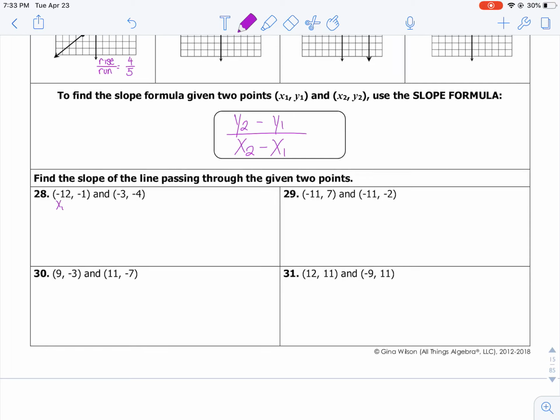So you have my first x, my first y, my second x, and my second y. So -4 minus a -1, which is really like plus, which would give me -3. And then -3 minus a -12, which is really like plus, would give me a +9. And I'm going to simplify that down.